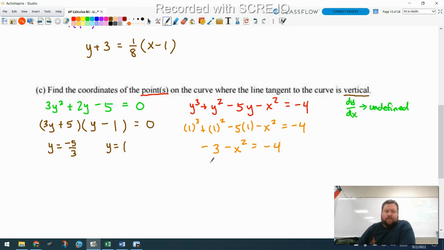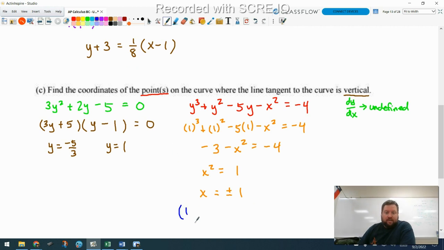All right, so I'm going to add x squared over here, but I'm going to write it first. And that means I'm going to add 3 over here. So I get x squared equals 1, square root. And don't forget to do a plus or minus when you square root. So we get x equals plus or minus 1. All right, so that's going to give us 2 solutions.